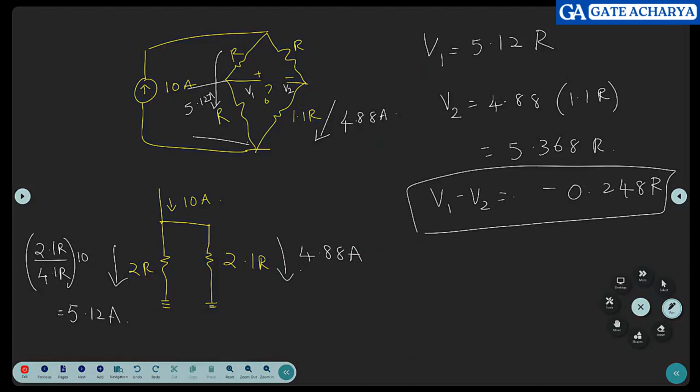See, whatever current flows, the current remains the same when it passes through series components. But when it comes to a junction, current divides.